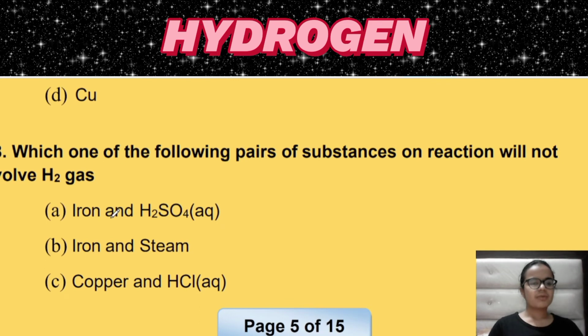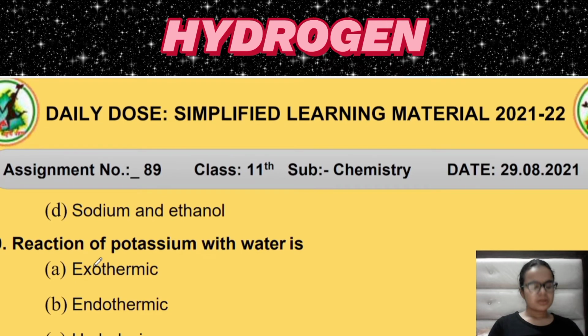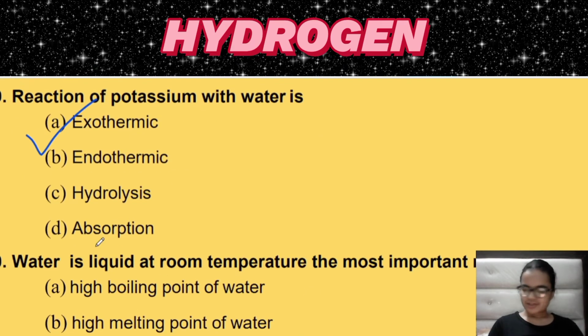Next question is, which one of the following pairs of substances on reaction will not evolve H2 gas? And the answer is C, copper and HCl. 19th question, reaction of potassium with water is exothermic because heat is released. It is a very dangerous reaction.